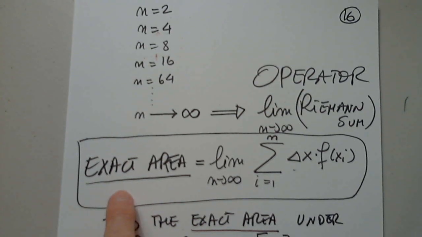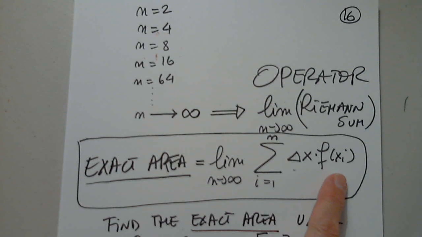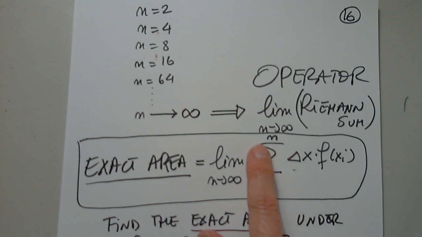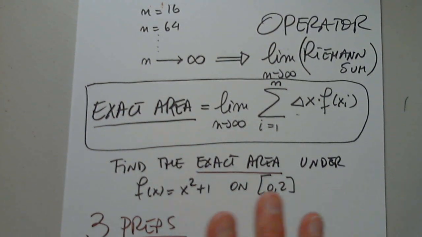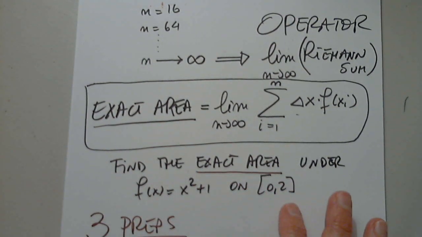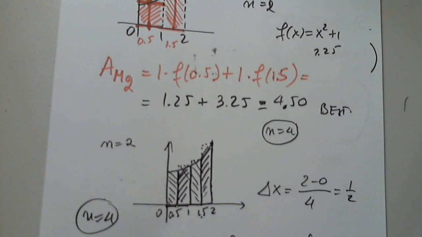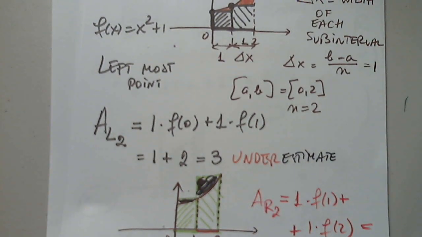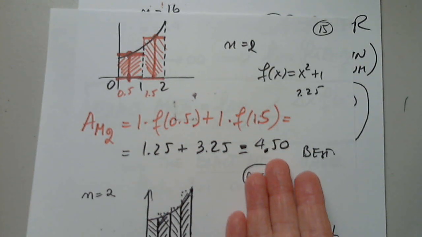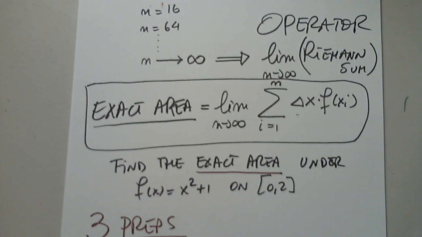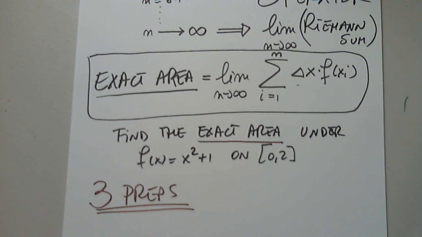So the exact area is the limit of the Riemann sum, where this is the base times the height, and it's the sum from i equals 1 through n. So now we want to find the exact area under f of x equals x squared plus 1 on [0, 2]. And we need 3 preparations. And I was saying that we know that the result must be a number between 3 and 7, and most probably close to 4.5.